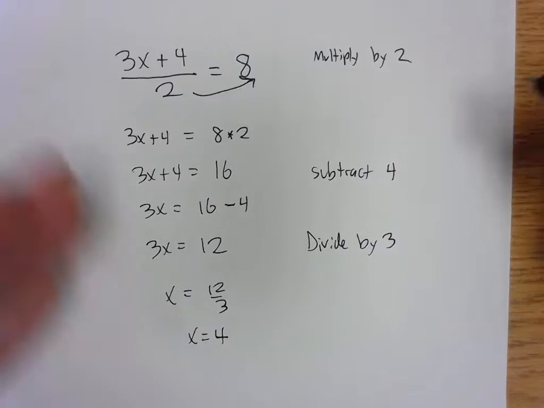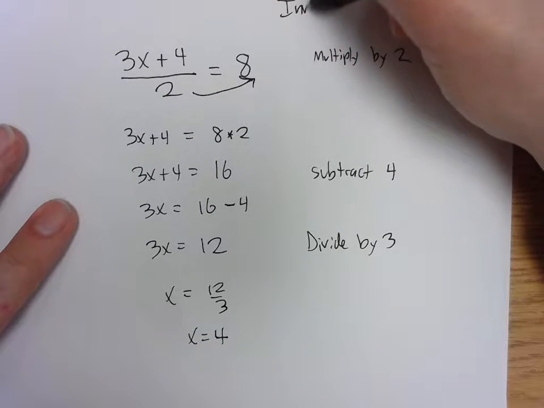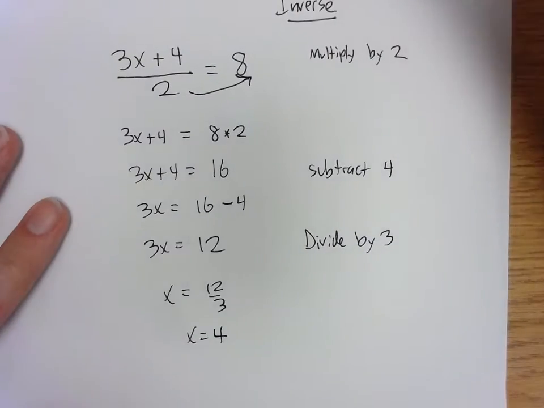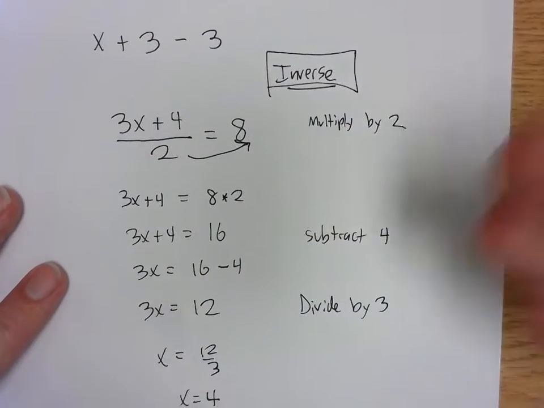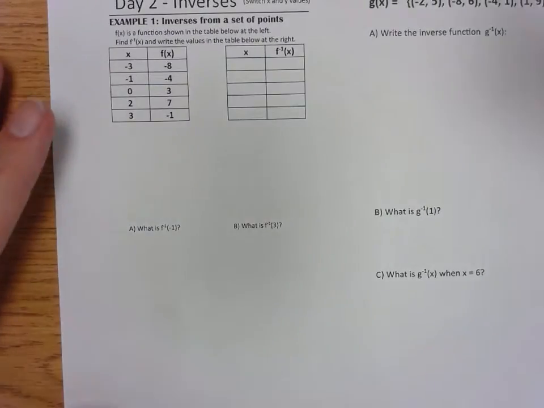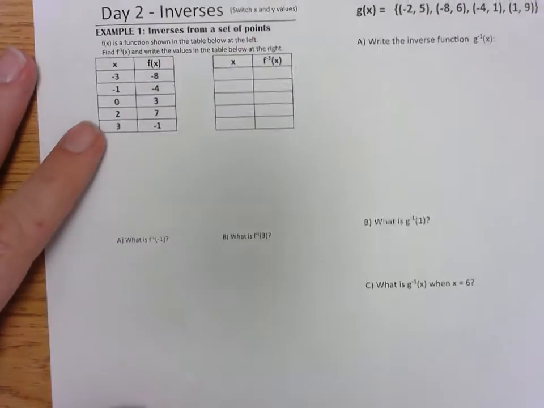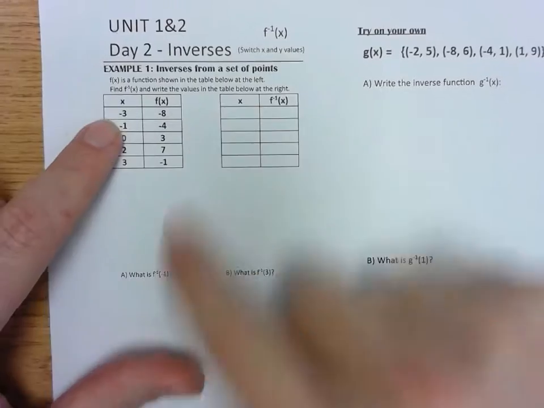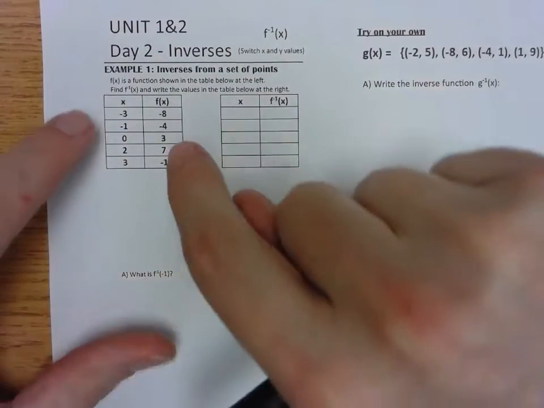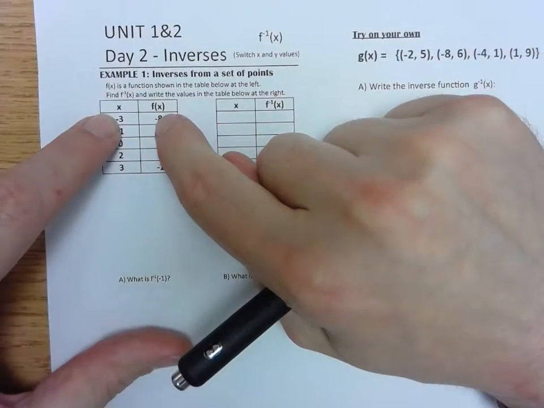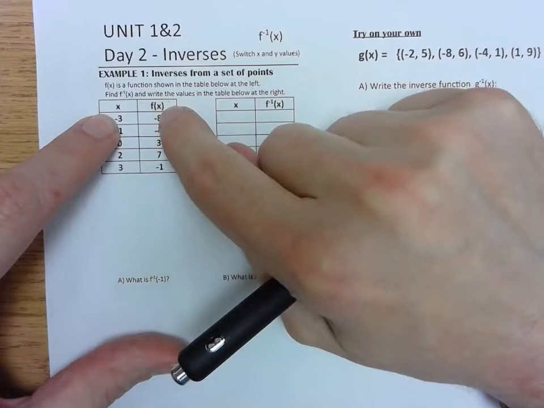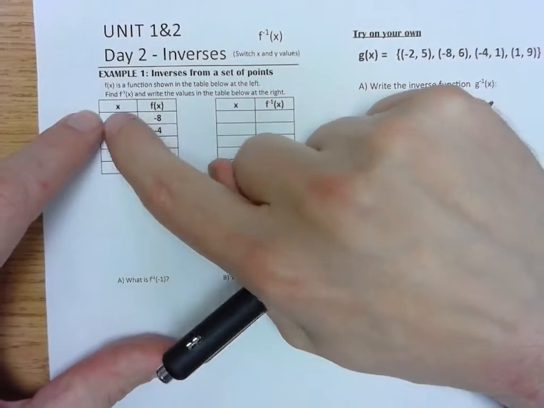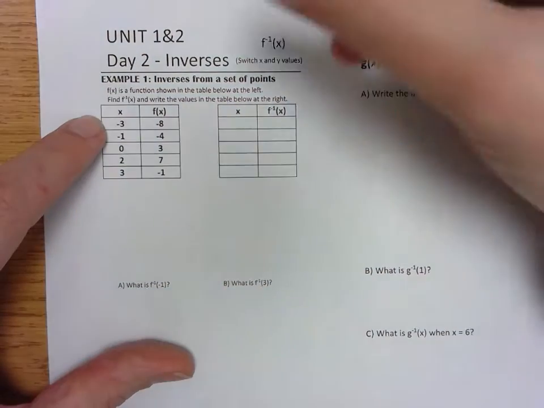That's all inverse. Every step that you use to solve an equation is using an inverse operation to undo what was done. So that's what we're doing with our tables and graphs and our functions. An inverse function is simply undoing what was done. So if you have a function, and for our purposes, let's call our y values f of x, then the x and y values are going to switch.